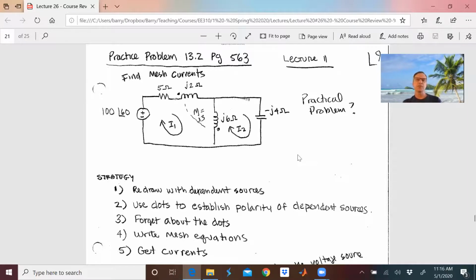But here's our strategy. We're going to redraw the circuit with dependent sources. Then we're going to use the dots of the transformer to establish the polarity of the dependent sources. Then we're going to blow off the dots. We're not going to worry about them. We're going to write the mesh equations, and then we're going to get these currents, because that's what we're asked to do.